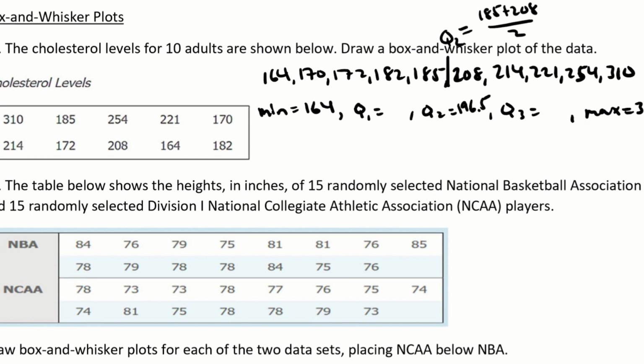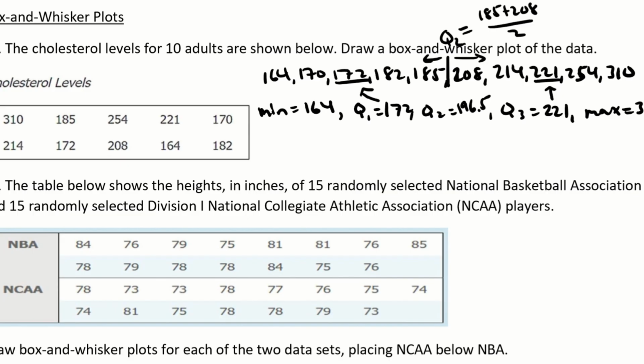And that turns out to be 196.5. Okay. Now, there's 5 numbers to the left and 5 numbers to the right. So there's only one middle number. So there you go, this is your first quartile. And 1, 2, 3, here's your third quartile.